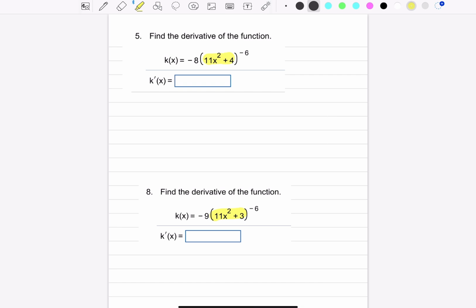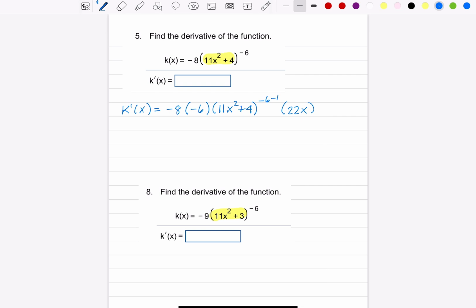So it's a power rule, but within that power rule, the base that we're talking about has a derivative, so that has to be tacked on at the end. So k prime of x becomes, coefficient stays, times the power, times the base to the power minus 1. Now chain it on the derivative of that inside base, so 22x. So it's negative 8 times negative 6 times 11x squared plus 4 to the negative 6 minus 1 times 22x.